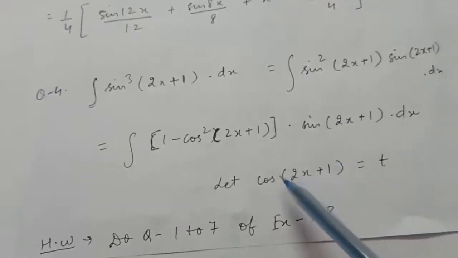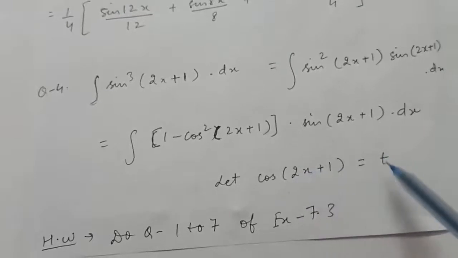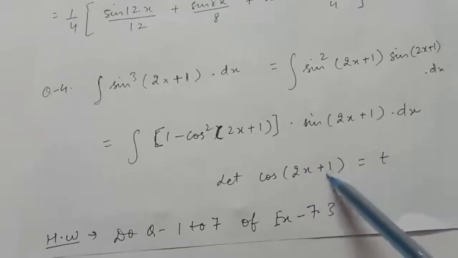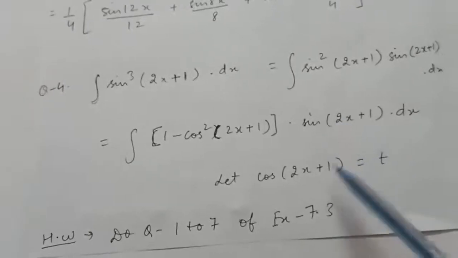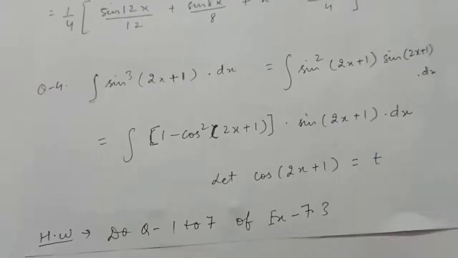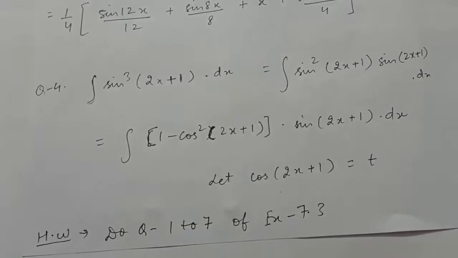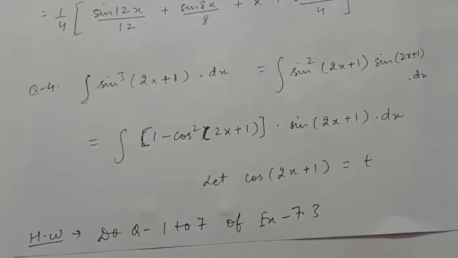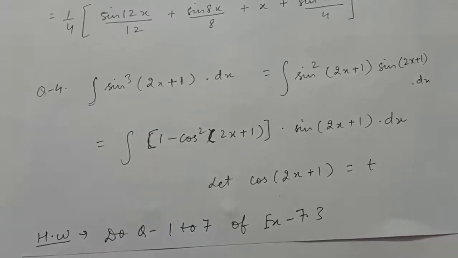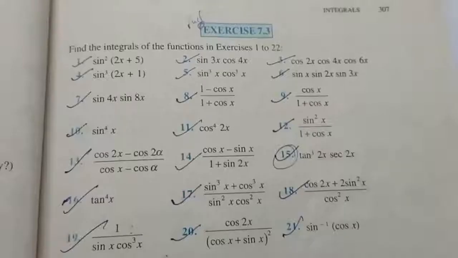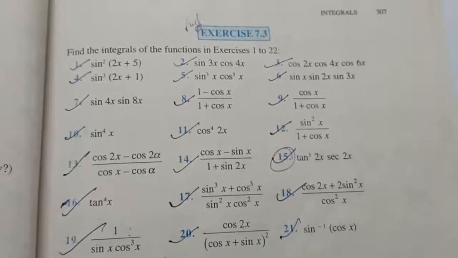Now if we take cos 2x plus 1 as equal to t, then the derivative of cos 2x plus 1 will include this, right? So the next steps I have not done. You have to complete it by yourself, right? So your today's homework is you have to do question 1 to 7 of exercise 7.3. Okay. Now I am giving you hints of the questions.